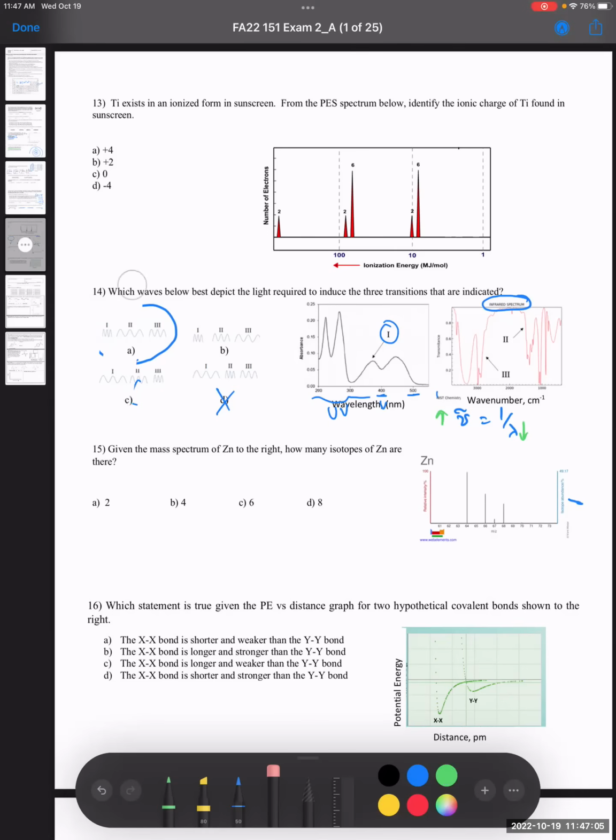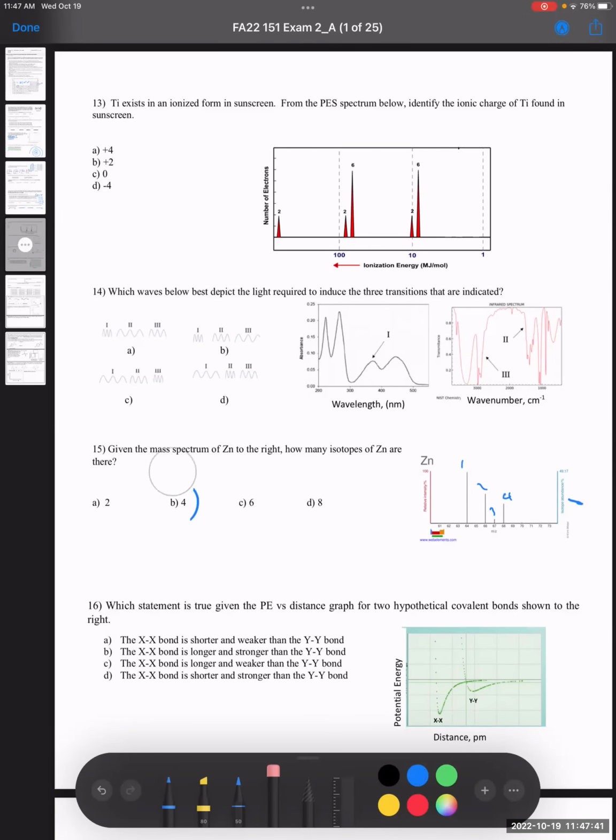Okay, so that is question 14. Moving on to question 15. Given the mass spectrum of zinc to the right, how many isotopes of zinc are there? We see that we have 1, 2, 3, 4 peaks in the zinc mass spectrum. Therefore, we should have 4 isotopes. That's it. So that's the answer.